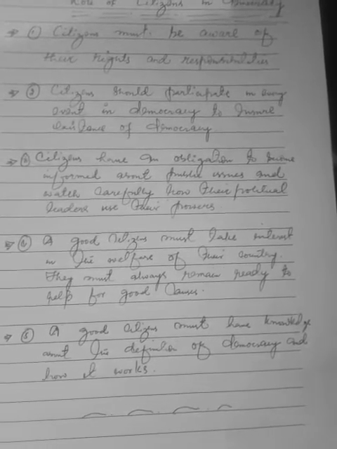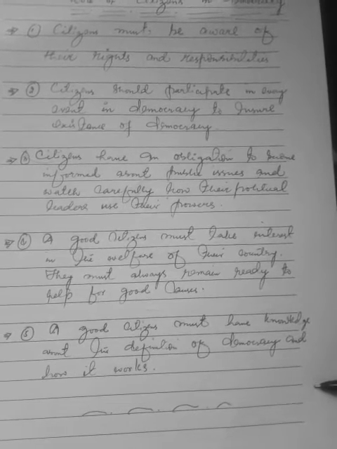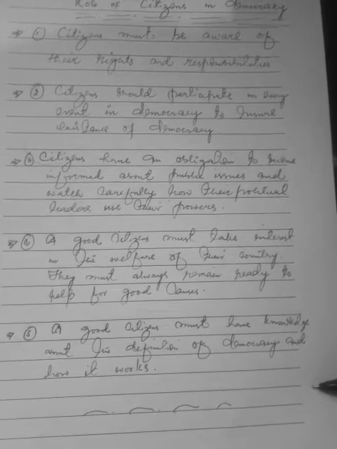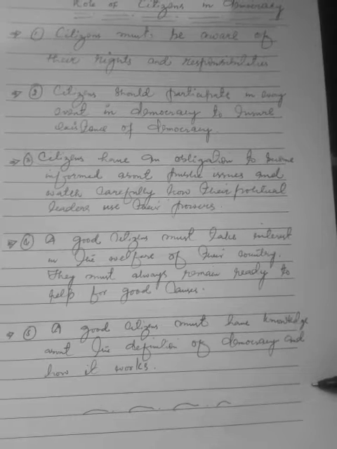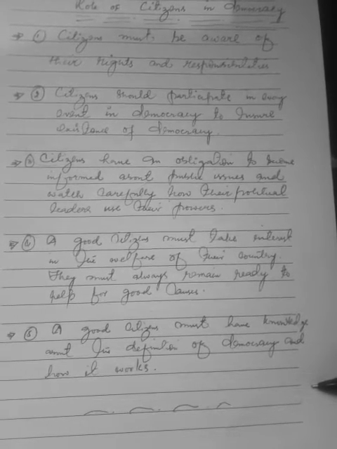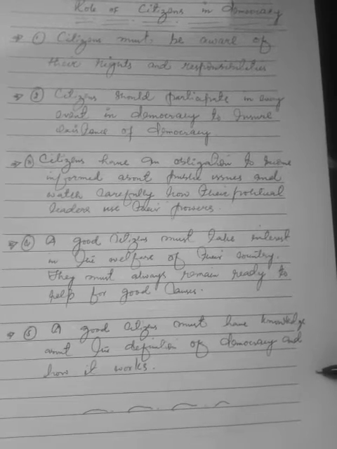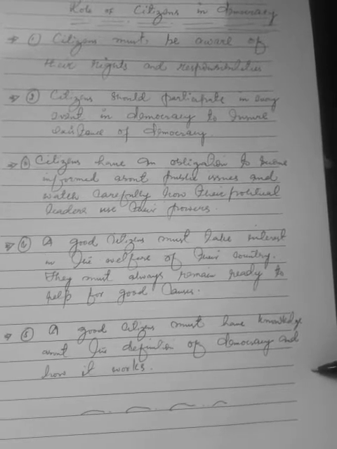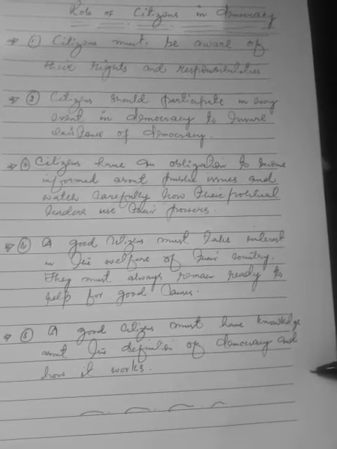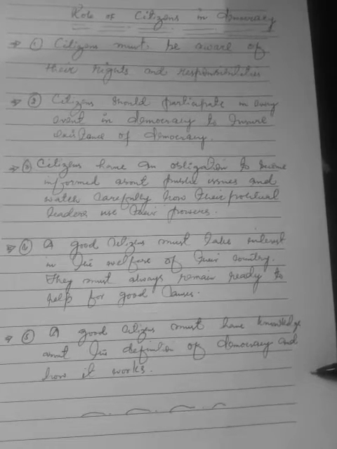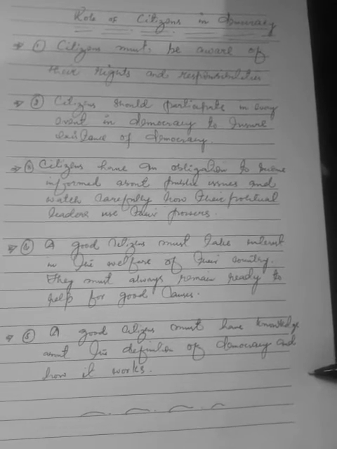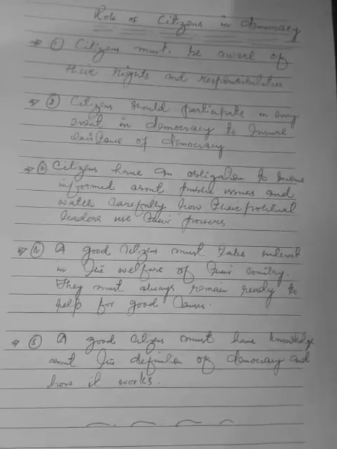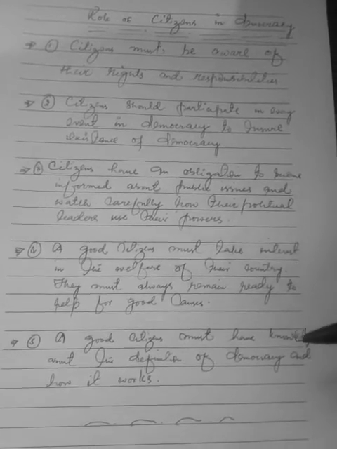Next, a good citizen must have knowledge about the definition of a democracy and how it works. So every citizen in a democracy should have knowledge about the democracy and how it actually works. This is another important primary duty of a citizen, to gain knowledge about the democracy, how it functions, how it works. Thus it is highly important for a country to have a relevantly educated population in order for the democratic system to work. So these were the five points through which we have highlighted the role of a citizen in a democracy.